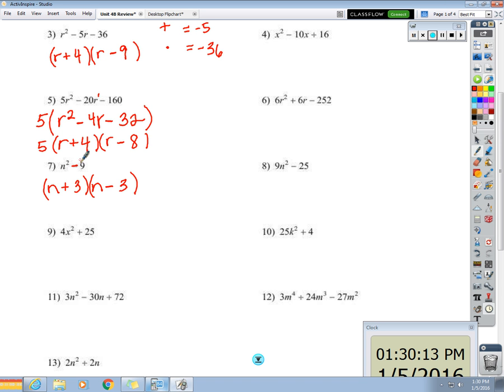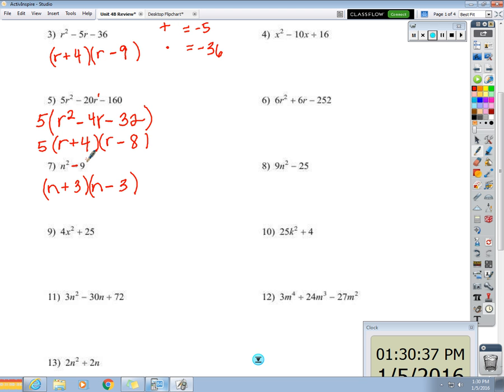Now, let's talk about why there's no middle. Think about it. If you were to FOIL this, the n times the n would give you the n squared, and the 3 times the negative 3 would give you the negative 9. But what about the outer and the inner terms? The outer would produce a negative 3n. The inner would produce a positive 3n. So what happens there? They cancel out. That's why this is known as a special case.